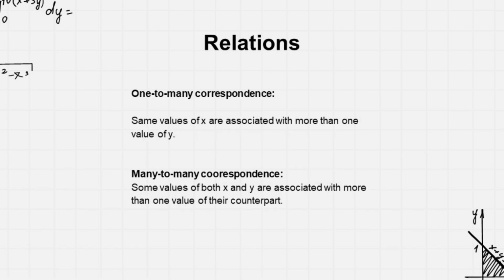One-to-many correspondence: some values of x are associated with more than one value of y. Many-to-many correspondence: some values of both x and y are associated with more than one value of their counterpart.